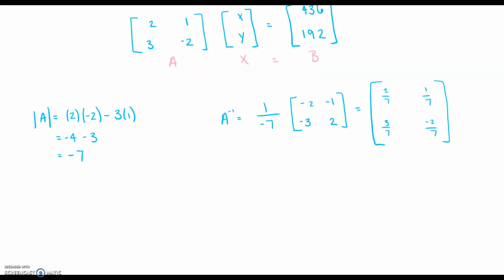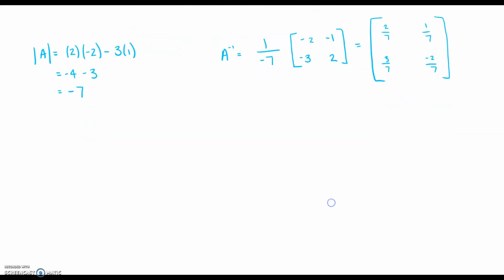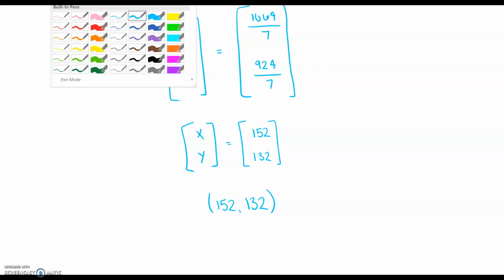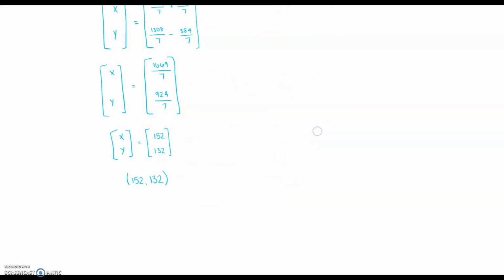Okay, so I determined the determinant is negative 7 and used that to find my inverse matrix. Now what I'm going to do is multiply the inverse of a times b. And then I'll be left with my solution. Hopefully you got 152 for x and 132 for y. So I know a lot of you guys just care, okay, well what do I need to show?